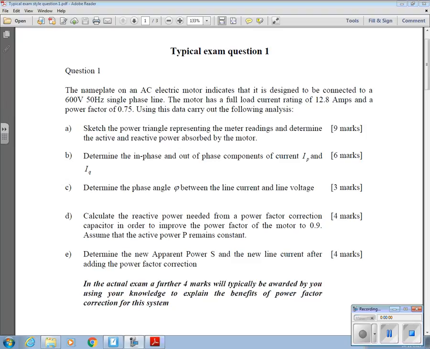Right, gents, I thought this week was an appropriate time for us to take a little bit of a look at some exam style questions. I've given you a sheet with three different questions on. The actual exam has typically got 4 questions in it, and you'll be asked to answer 3 of them in the 2 hours that you've got.